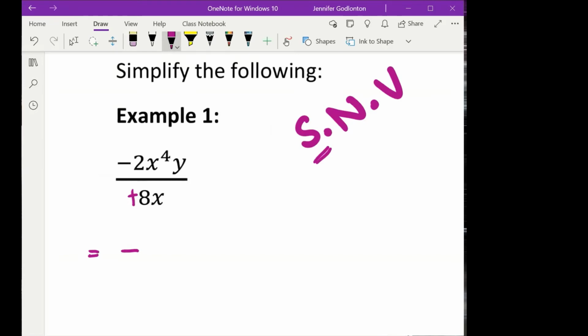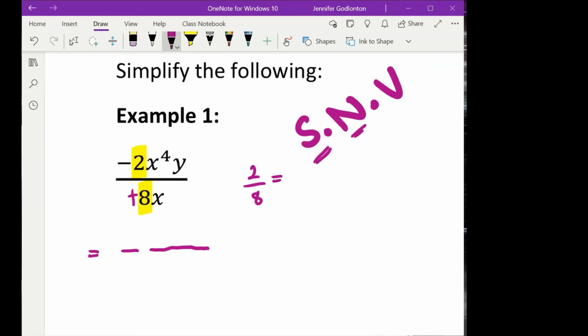Then I need to look at my numbers. My numbers here are 2 over 8. What is that 2 over 8 going to simplify down to? If I just gave you 2 over 8 and I told you to simplify that, what would you get?